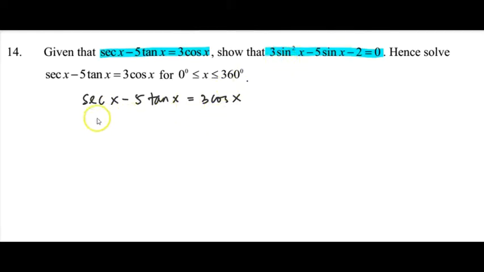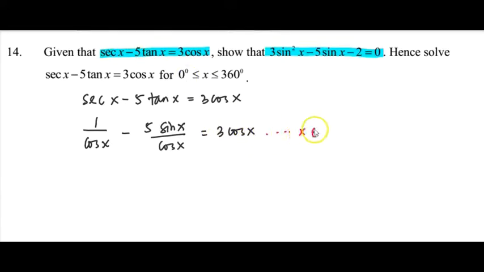So I would like to change everything into either cos or sine first. Secant changes into 1 over cos, and tangent changes into sine over cos. The 3 cos x just remains as it is. Then I multiply all the terms by cos x, so that I can omit the cos x at the denominator. The first term multiplied by cos x gives 1, the second term gives 5 sine x, and on the right side I get 3 cos square x.